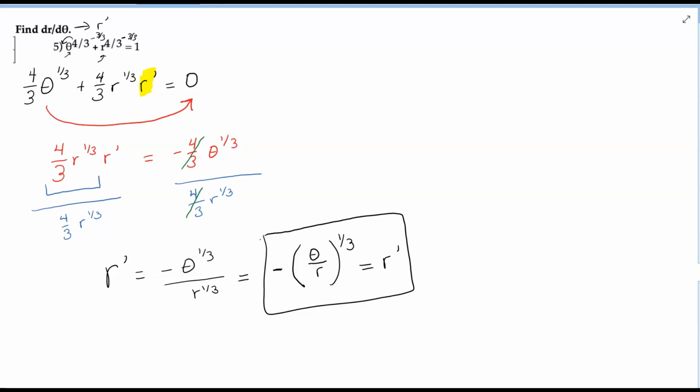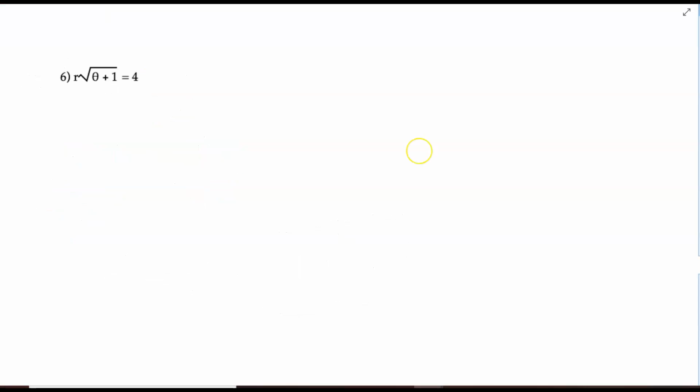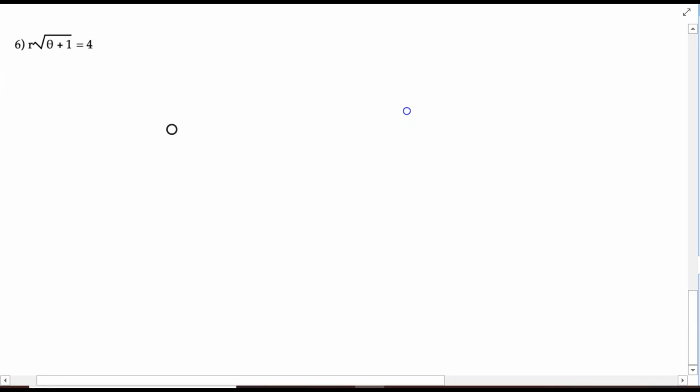But I think we can look at one more example, so let's take a look. Okay, now in this problem, we're again trying to find r prime. All right, the difference here is that r is being multiplied by a square root of theta plus 1. So what we're going to have to do is actually apply the chain rule. I'm sorry, not the chain rule, rather, but we're going to, well, no, I'm going to take a step back.